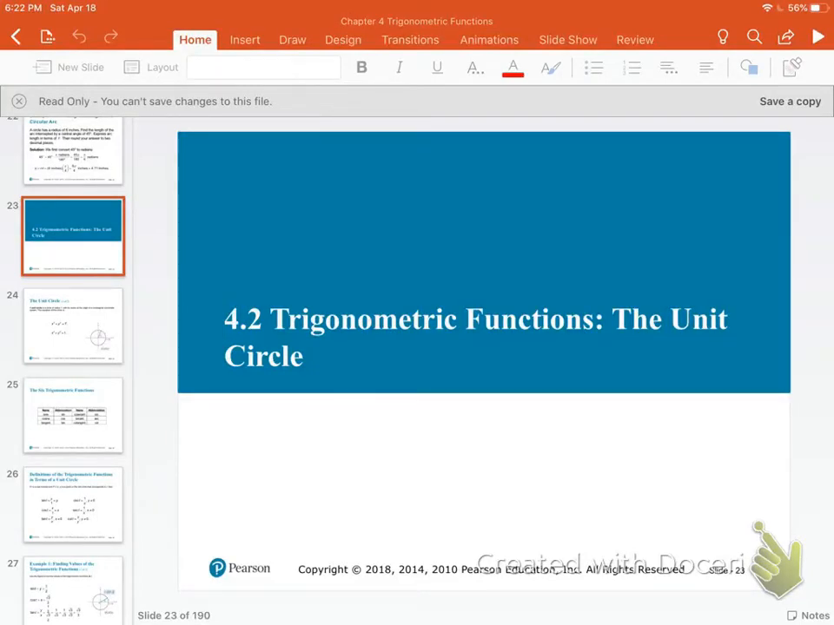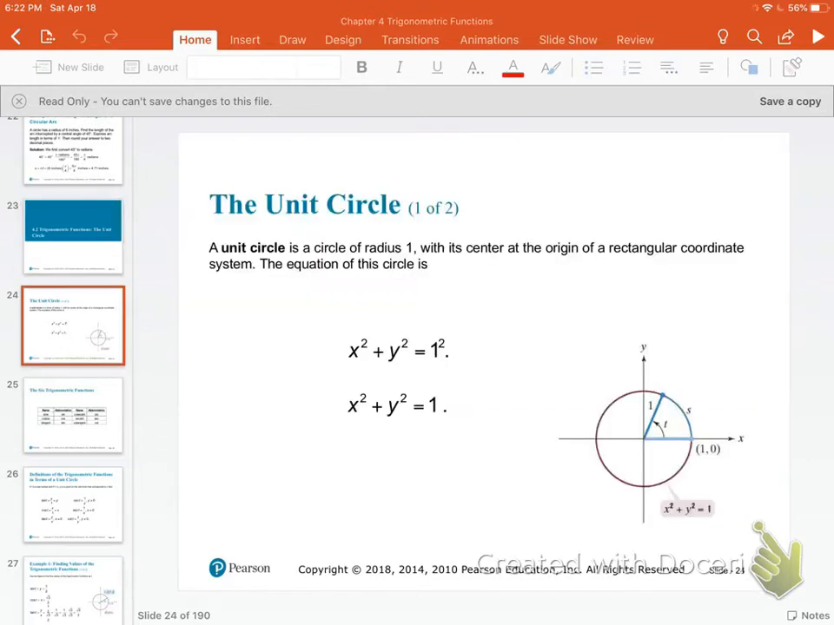Okay, so now let's talk about the trig functions on the unit circle. Unit circle here means the radius is 1. So if you look at any point x comma y on the unit circle, the distance from this point to the center 0, 0 is 1. That's the definition of radius.